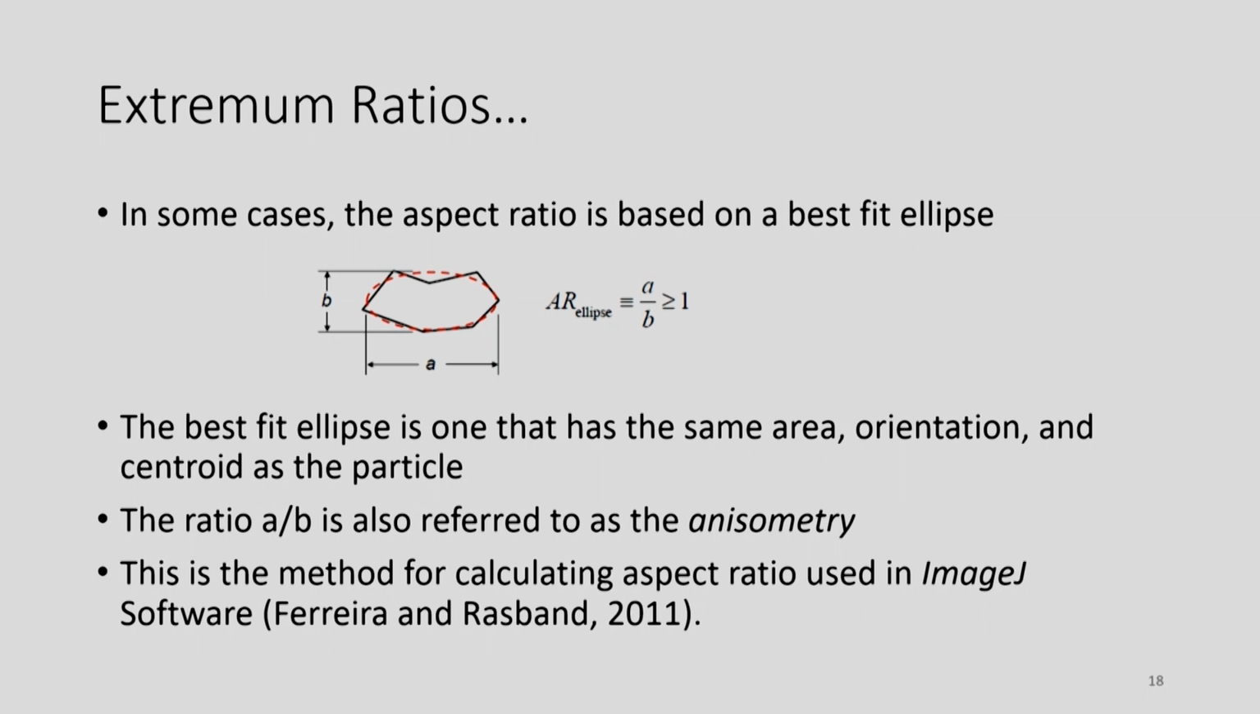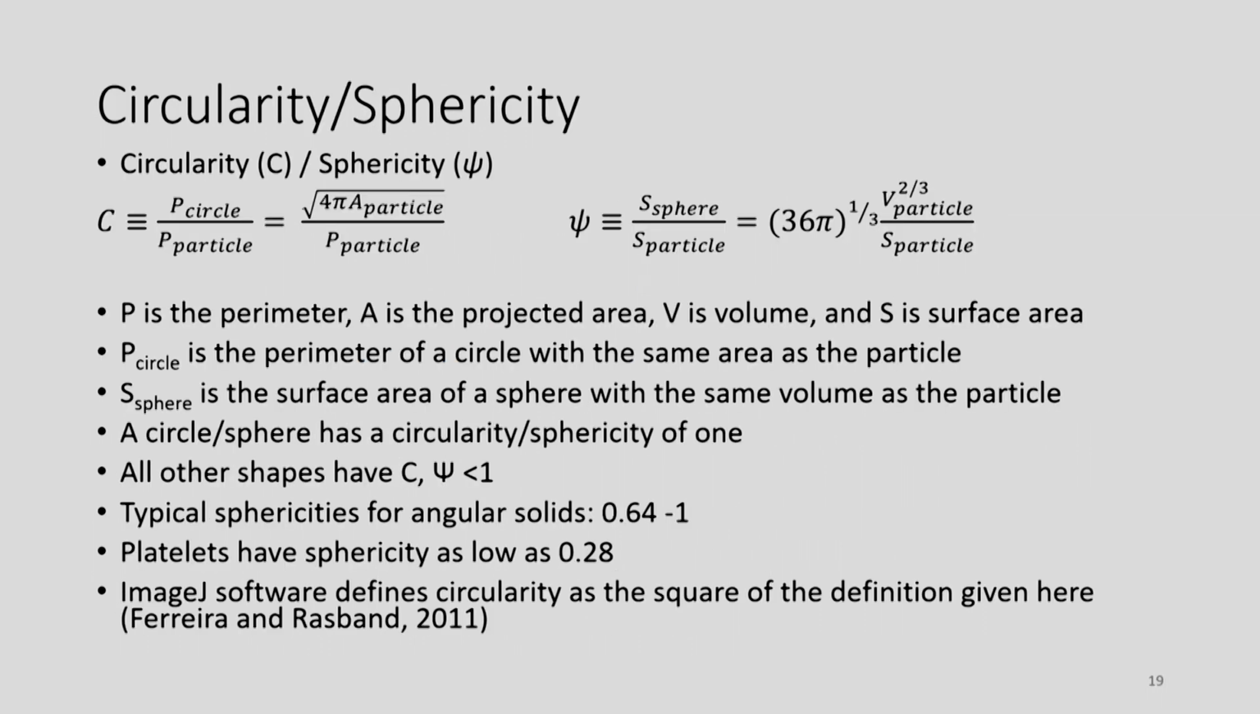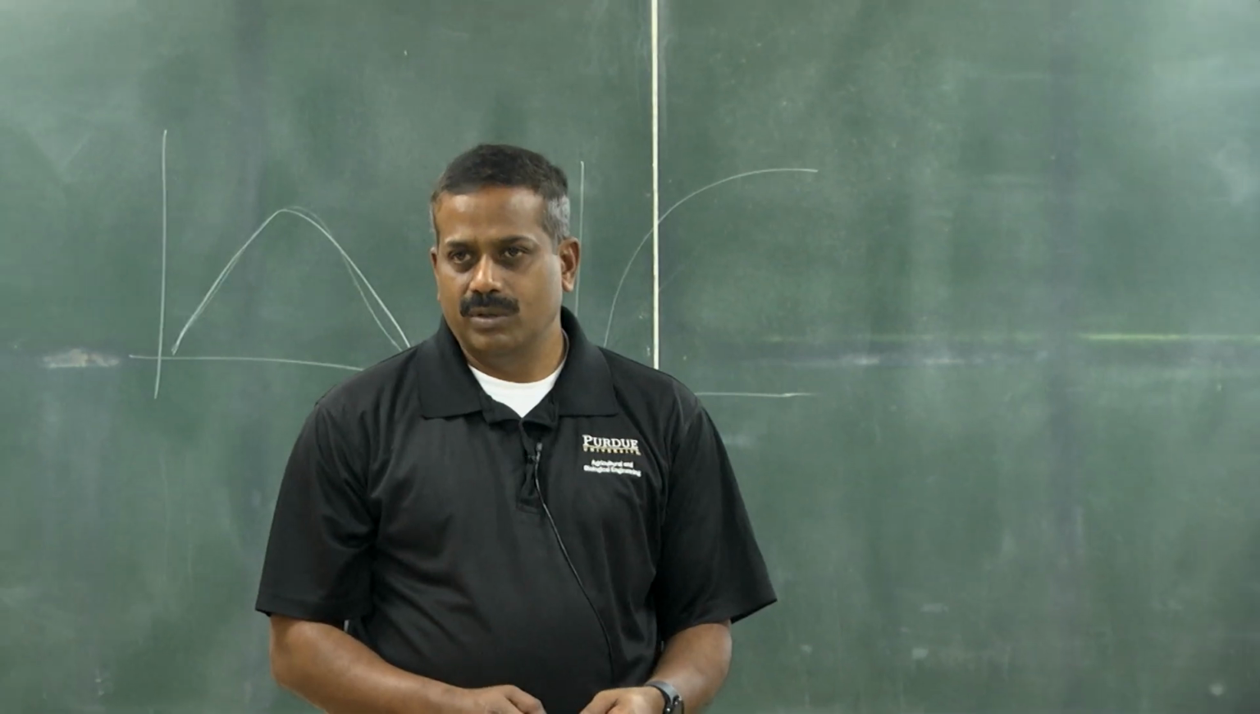I'll just quickly go through this. I'm sure you all have learned about these aspects: calculating aspect ratio, circularity. Circularity is the perimeter of the circle that encompasses the particle over the perimeter of the particle. It's a very simple formula. Same for sphericity. A circular or spherical particle will have a circularity or sphericity of 1. If not, the values will be low.